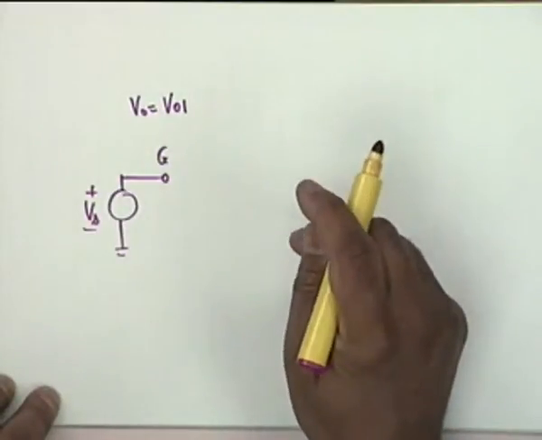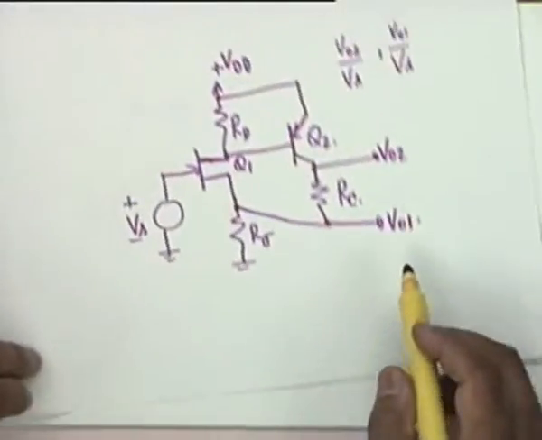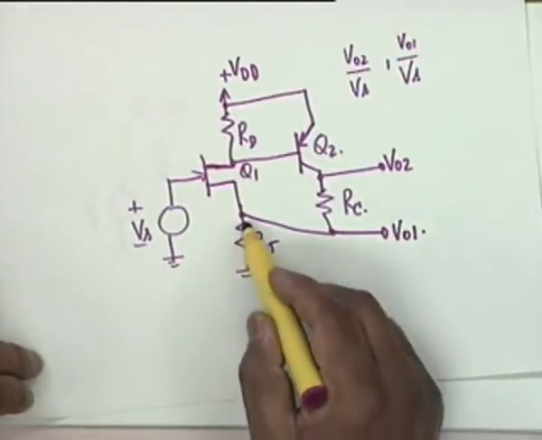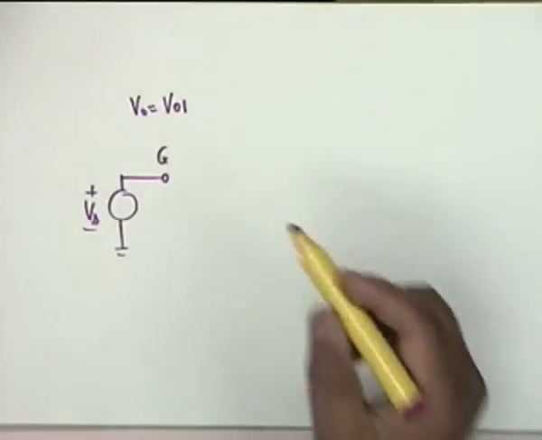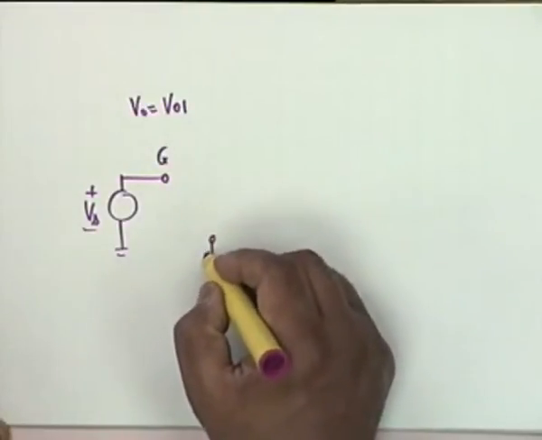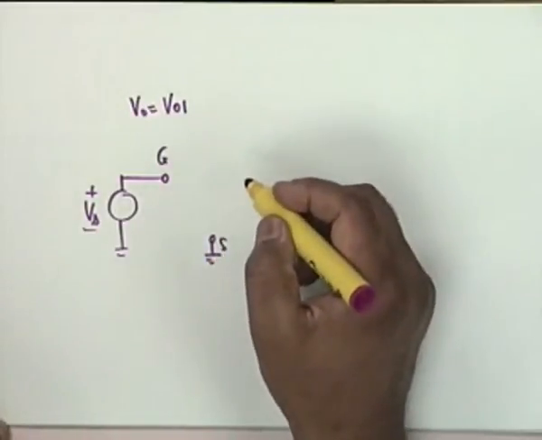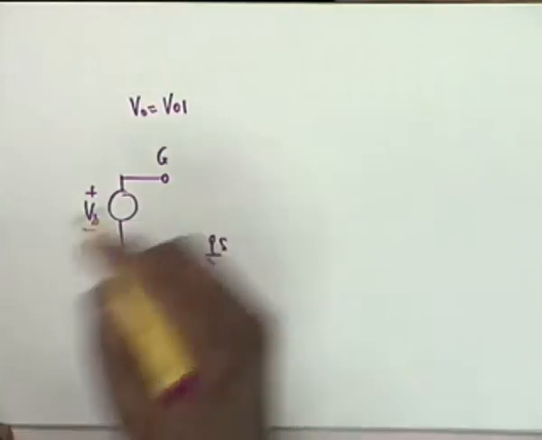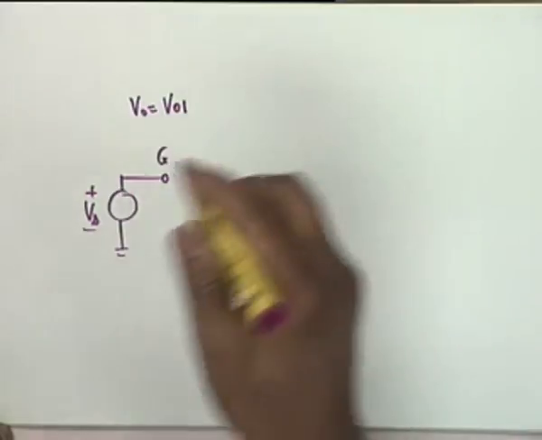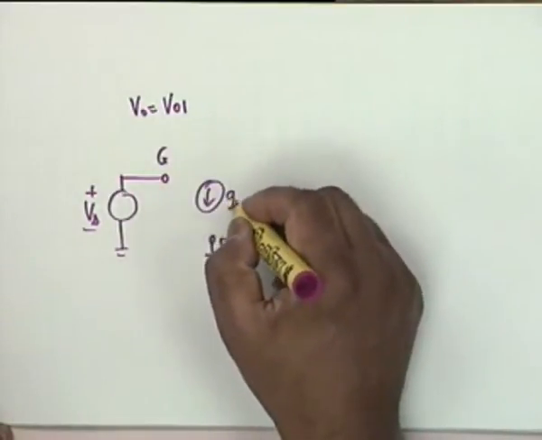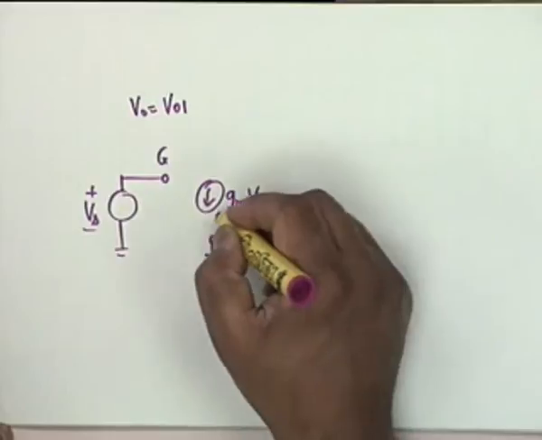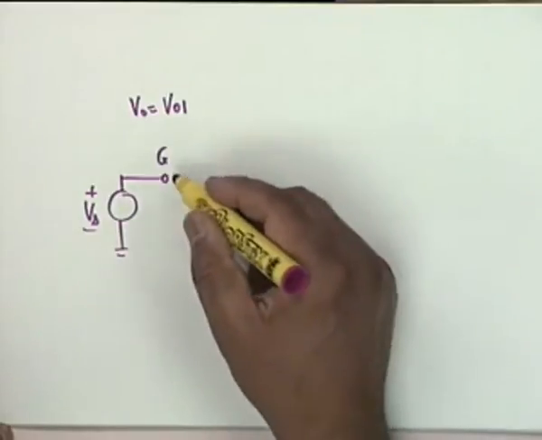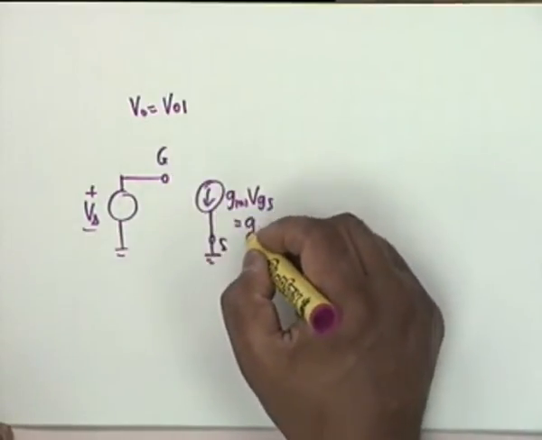Now the source. If V01 is short circuited, obviously this will be shorted, and therefore the source S is shorted, and what you have here is gm1 VGS, and VGS would be equal to Vs.